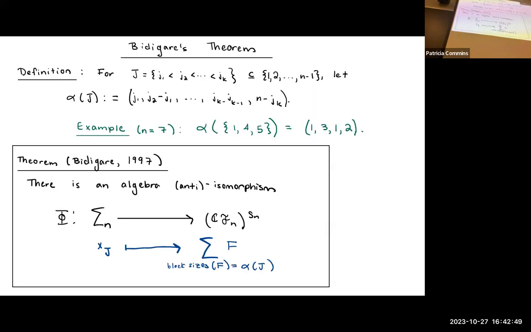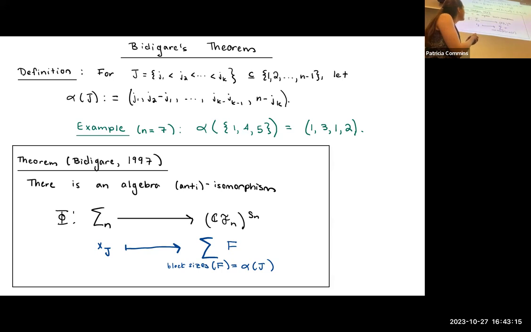Okay, so why did I bring up this different algebra? Well, it turns out that it's related to these invariant theory questions. This is due to Bidigare, who proved this in his PhD thesis. To state his result, I need to give this definition, which tells you, given a descent set, how to get a sequence of integers, which basically is just counting the gaps.